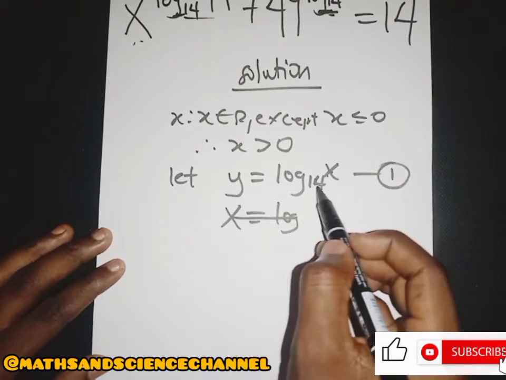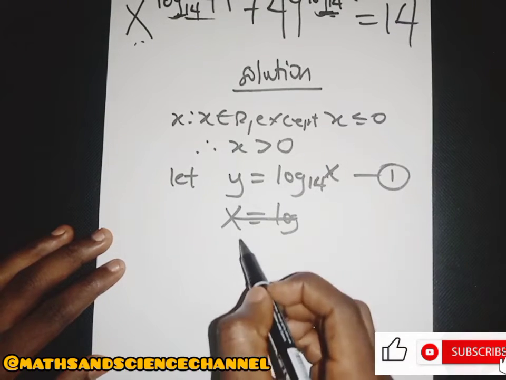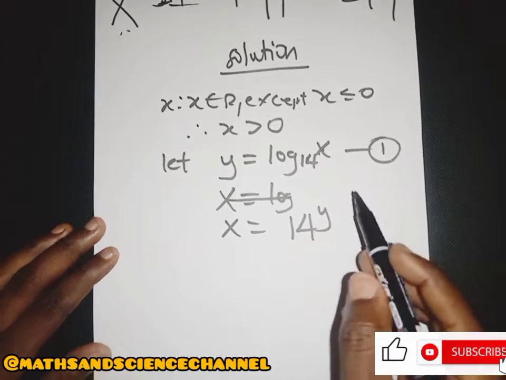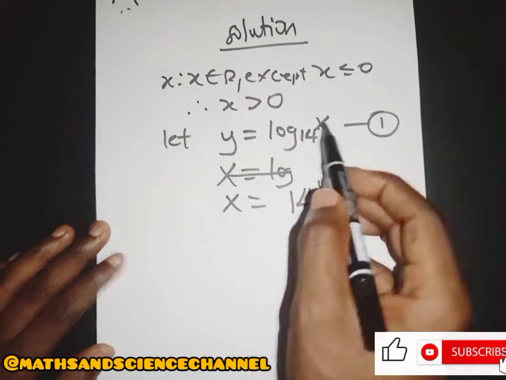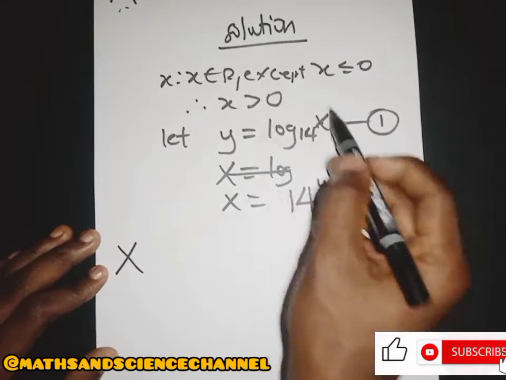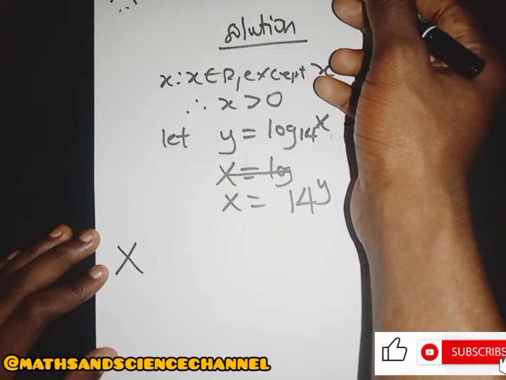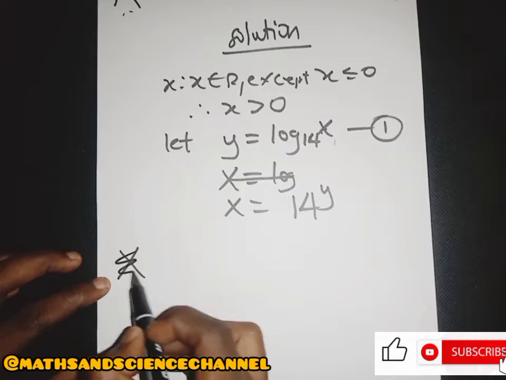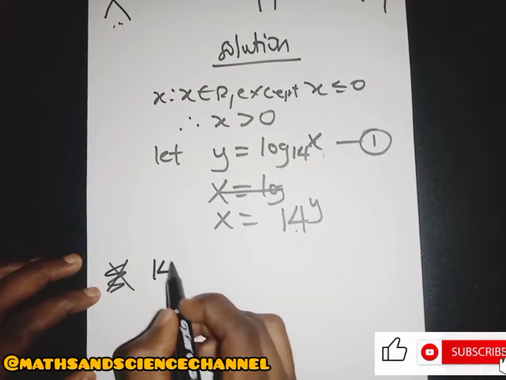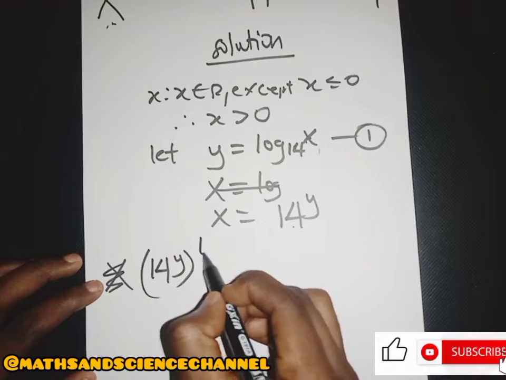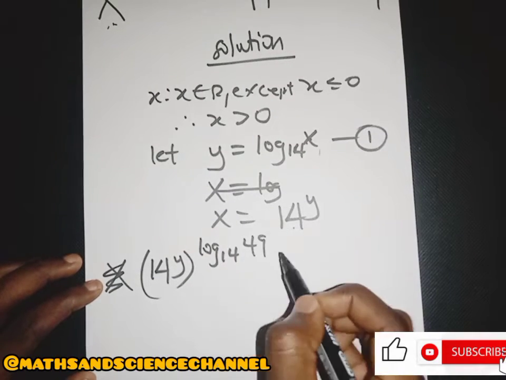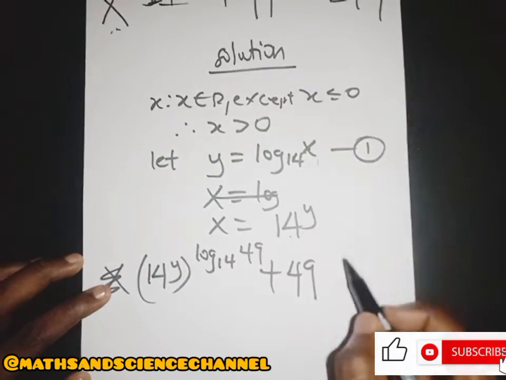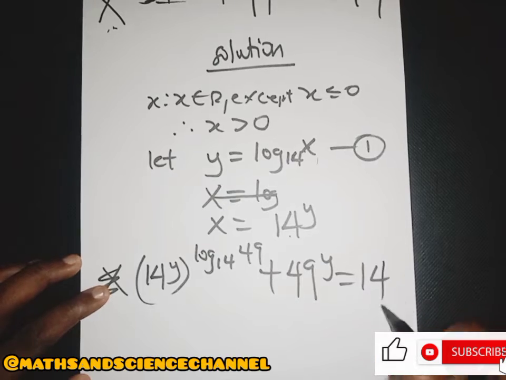Finding x from here, 14 goes to raise that, and therefore x equals 14 to the power y. Let's leave this one this way. Doing the substitution, we have x to the power log base 14 of 49, remember the whole of that is just y in this case. So x is just 14 to the power y, to the power log base 14 of 49, plus 49 to the power y being equal to 14.